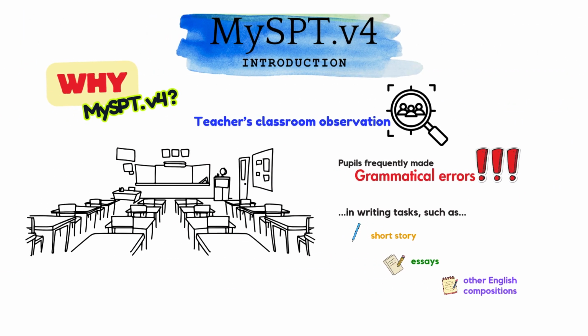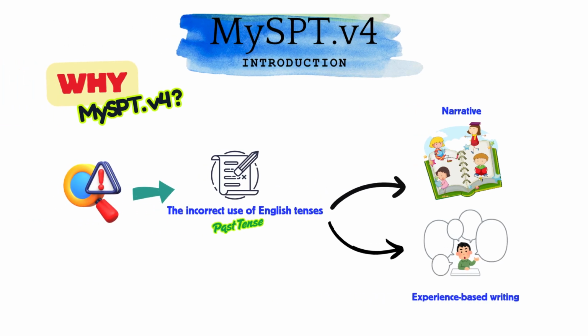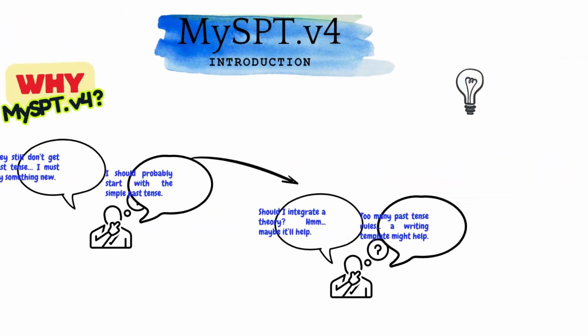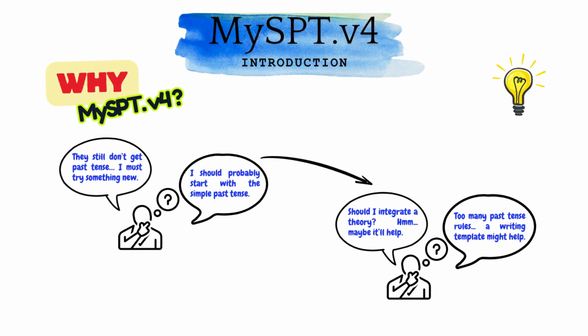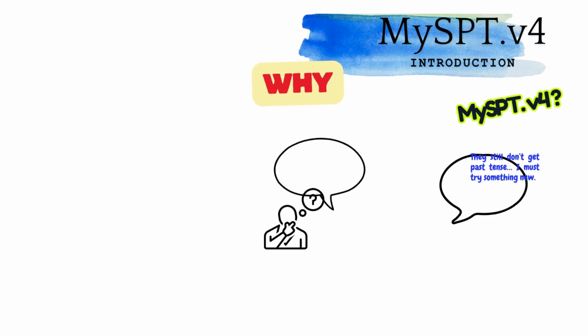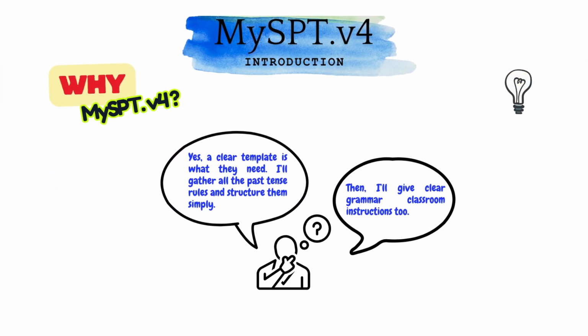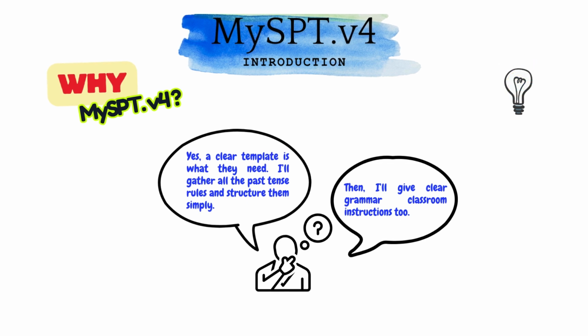The development of MySPT version 4 was driven by the teacher's classroom observation that many pupils frequently made grammatical errors, especially in writing tasks such as short stories, essays, and other English compositions. A recurring issue was the incorrect use of English tenses, particularly the past tense, which is commonly required in narrative and experience-based writing. In response to this challenge, the teacher created this educational tool to support pupils in mastering the correct use of past tense in their writing. Additionally, the tool enhances teaching effectiveness and is accompanied by structured grammar classroom instruction.